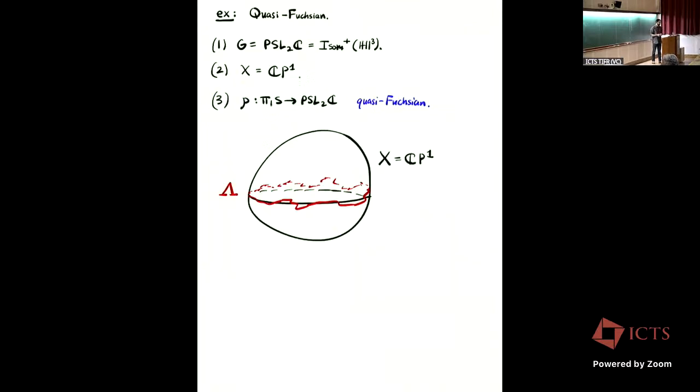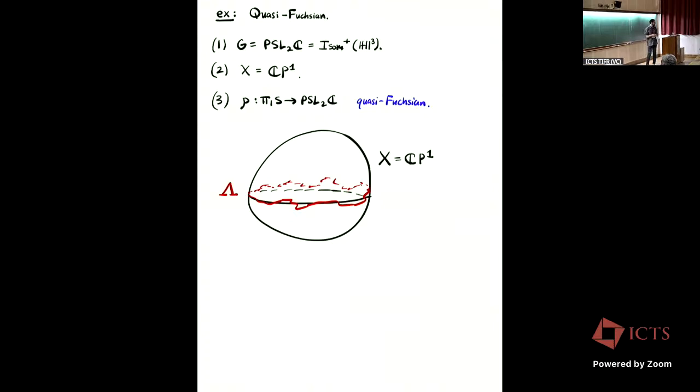Okay, here's an example, which is kind of a bad example, but it's also a good example because it illustrates a lot of the ideas we're looking for, but it's not a higher rank or higher dimensional space. So let's consider representations, surface group representations into PSL2C, which is just rank 1, but it's okay. And we're not going to consider X to be H3, we'll consider CP1, the boundary of H3. Okay, so what kind of representation should we consider?